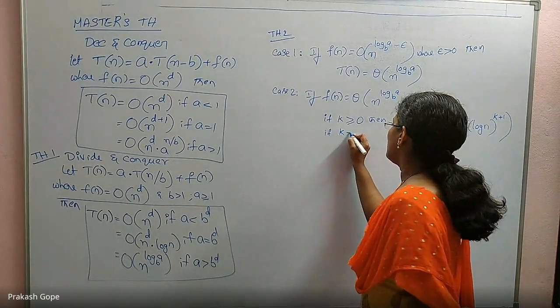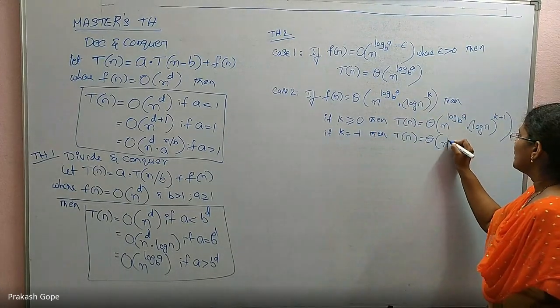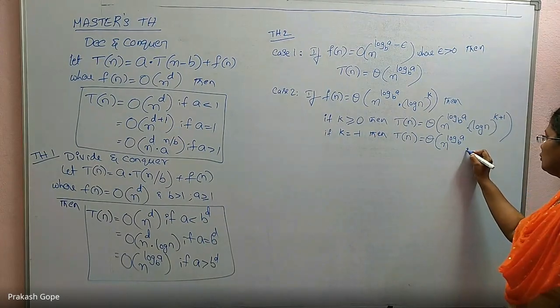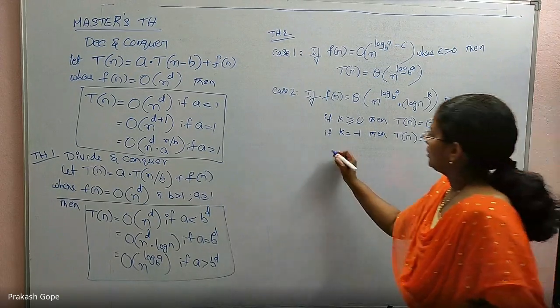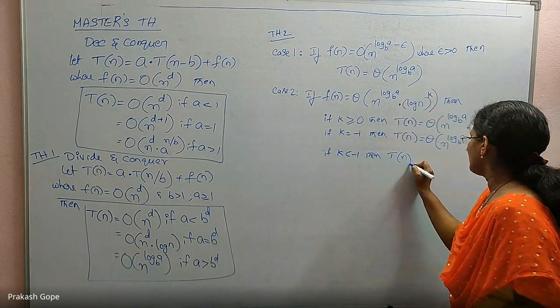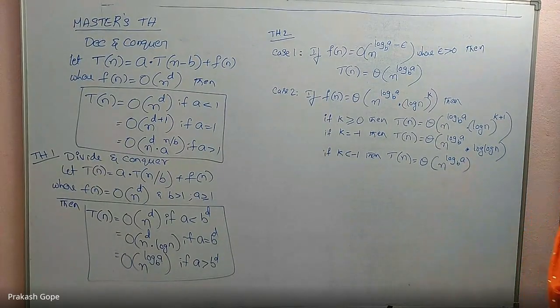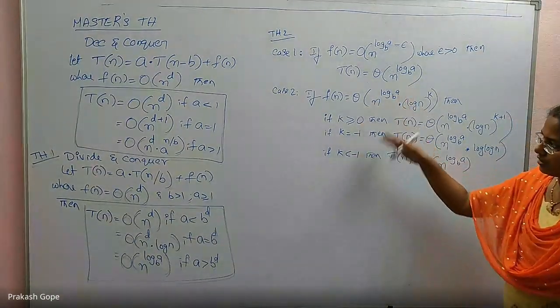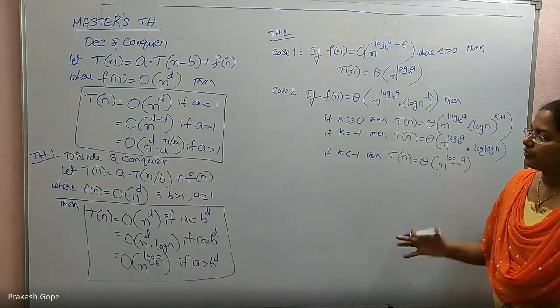If k is equal to minus 1, then T of n is equal to theta of n power log a to the base b into log log n. If k is less than minus 1, then T of n is equal to theta of n power log a to the base b. This is case 2. Don't worry, we'll be solving examples by using these theorems. Then you will have a clear idea, but you should learn this theorem by heart. Unless you do that, we cannot solve questions.